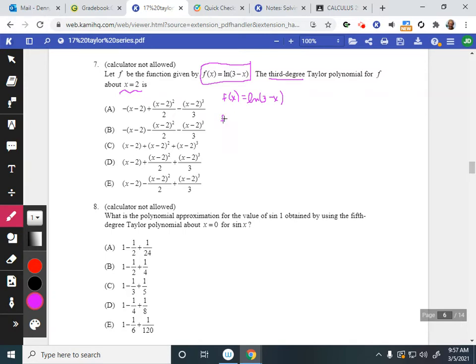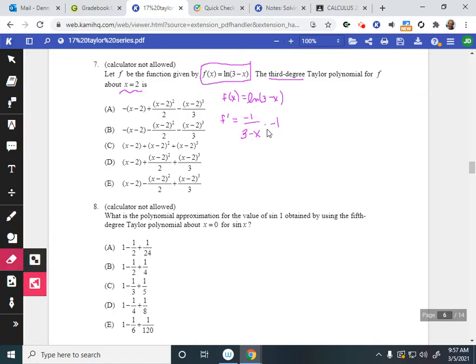So my first derivative is 1 over 3 minus x times negative 1. Don't forget, when I take the derivative of natural log, I put 3 minus x on the bottom, and the derivative of it on the top. That's actually probably a better way, rather than worrying about a multiplied negative 1. So that's fine.